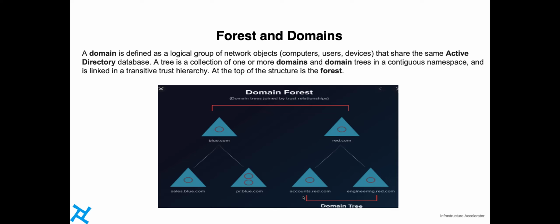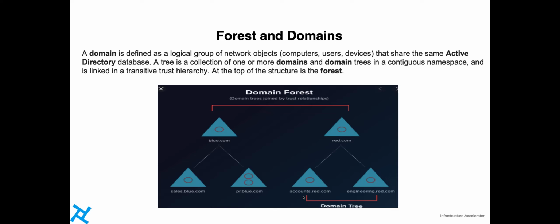A domain is defined as a logical group of network objects, computers, users, and devices that share the same Active Directory database. A tree is a collection of one or more domains, and domain trees in contiguous namespaces are linked to a transitive trust hierarchy. At the top of this structure is called a forest. Okay, it's a very complicated definition. I would like to simplify it a bit more.